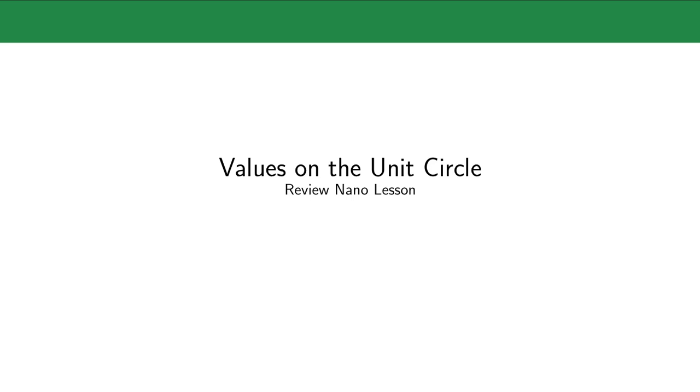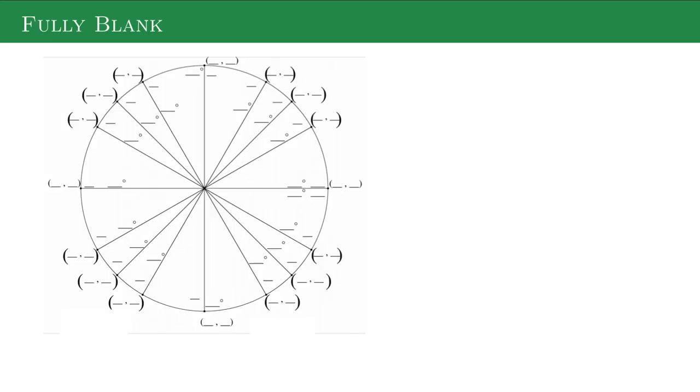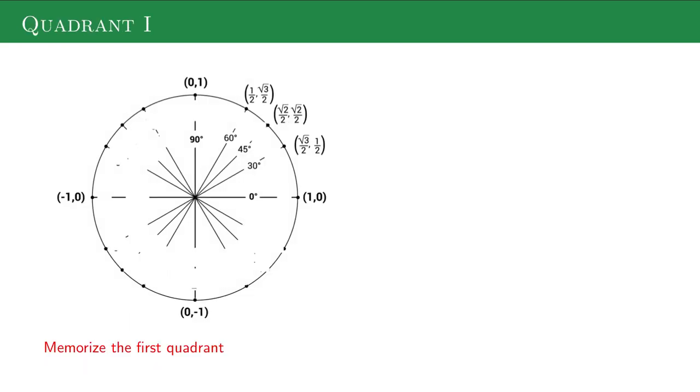In this review video, we're going to talk about finding all the values on the unit circle. So this is our unit circle. It's our X and Y axis, so you can draw more solid lines here. This is the point 0, 0 in the middle, and we're going to find these points around the outside. My first piece of advice is to memorize the first quadrant.